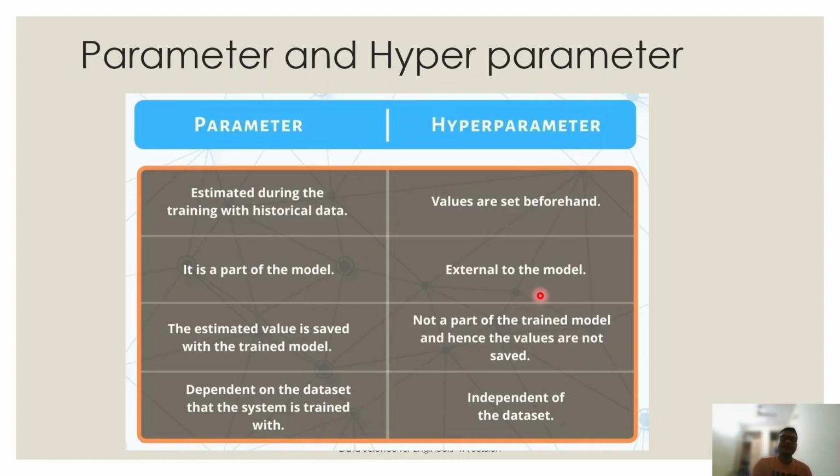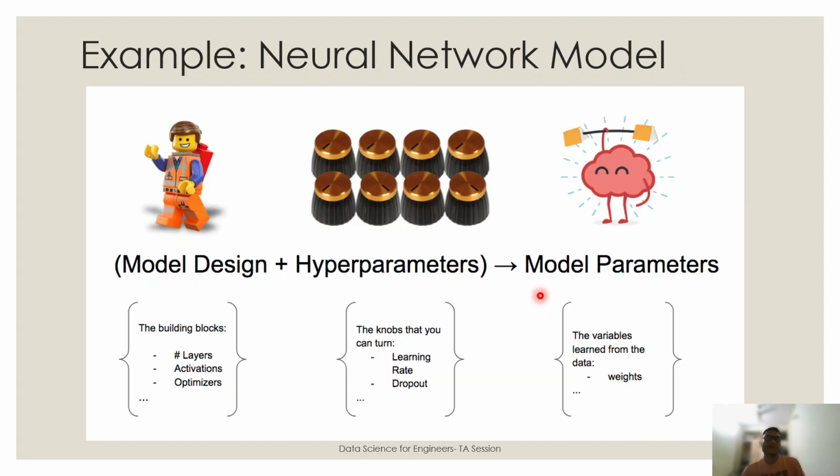We will see this in a bit more depth with examples, which will help you understand. One example here is the neural network model. Here are the model design and the hyperparameters: layers, activation function, optimizer. All these are the building blocks of your model. So to train the model, you require the model design and the hyperparameters.